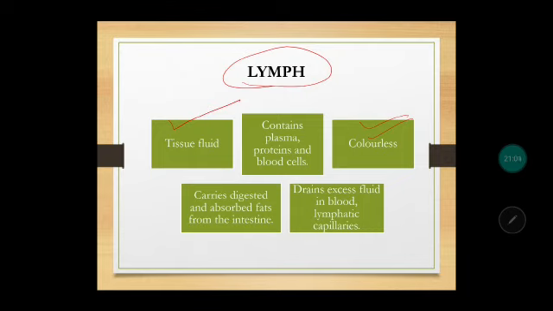Also, when excess fluid is there, it will drain out in lymphatic vessels. And what other important function is there? It carries digested and absorbed fats from the intestine. So the take home message is that lymph and blood are two different things. Lymph is the tissue fluid, blood is the fluid connective tissue. And lymph generally contains plasma, proteins, and blood cells, generally it contains WBCs.